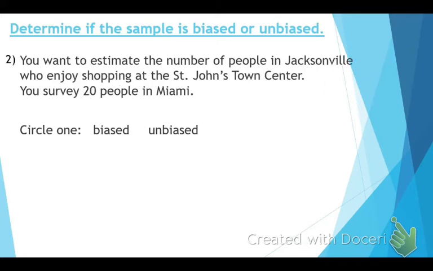Let's go to the next one. Same idea, determine if it's biased or unbiased. You want to estimate the number of people in Jacksonville who enjoy shopping at the St. John's Town Center. So you decide to survey 20 people in Miami. Give me thumbs up if you think this is unbiased. Give me thumbs down if you think this is biased. I'm seeing a lot of thumbs down.